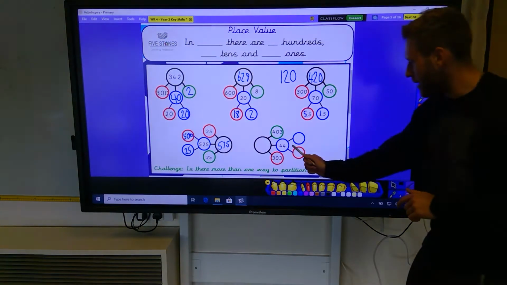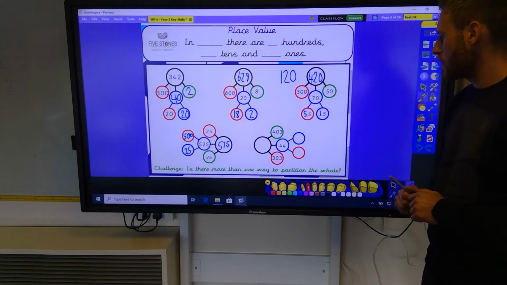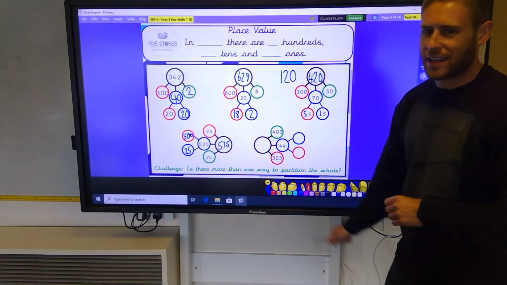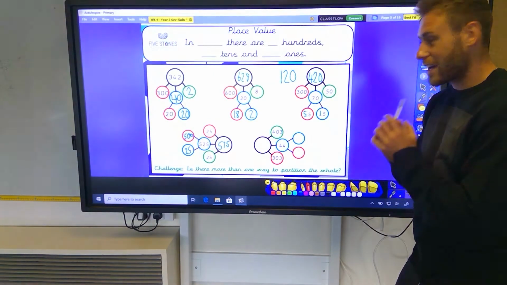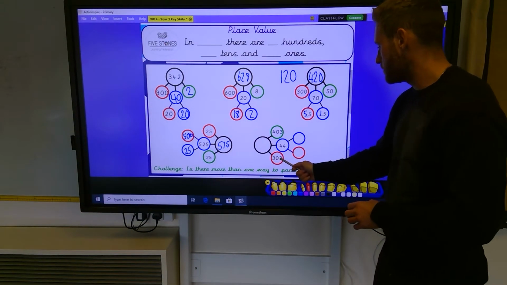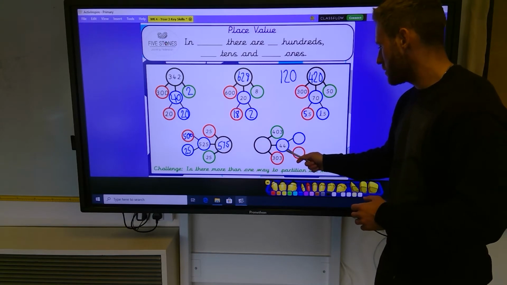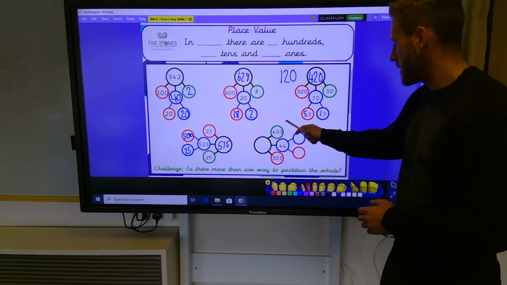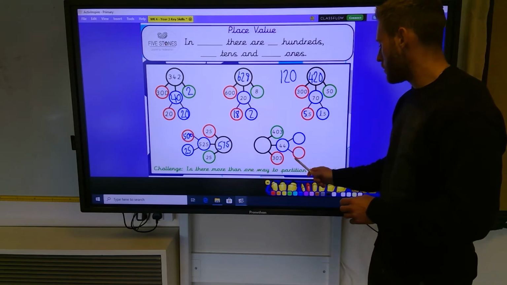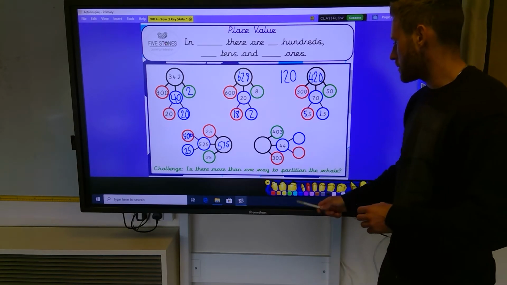Let's finish off with our final problem. We've got 403, 44, 303. So we've got some that are of the same, haven't we? So we've got 2 lots of hundreds. We've got different values in the tens, and we've also got different values in our ones. So 3 ones, 4 ones, 3 ones.